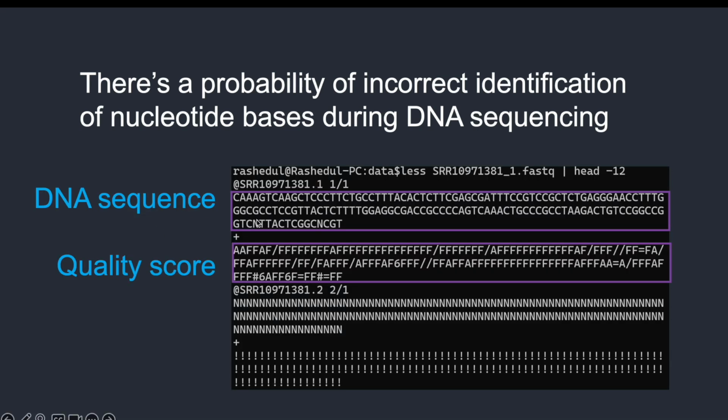A FASTQ file contains the DNA sequence as well as the error probability score, that is quality score. For each of the nucleotide bases, there is a single letter quality score. These are ASCII characters which represent the quality of the base call. How these ASCII characters are linked to the quality scores, let's take a look.